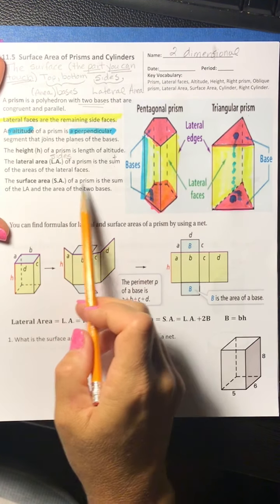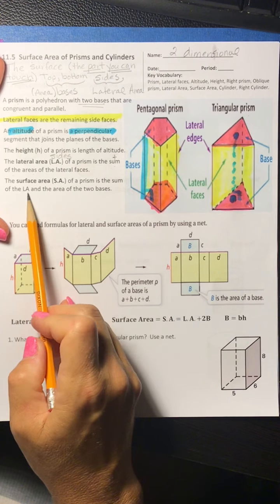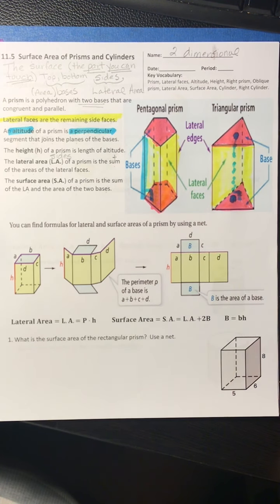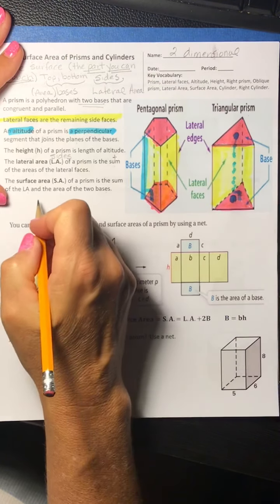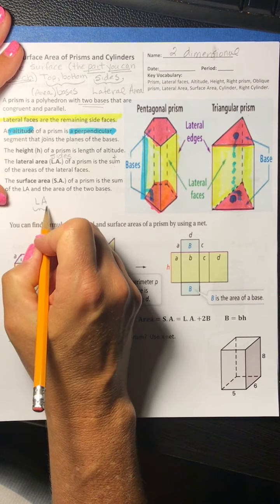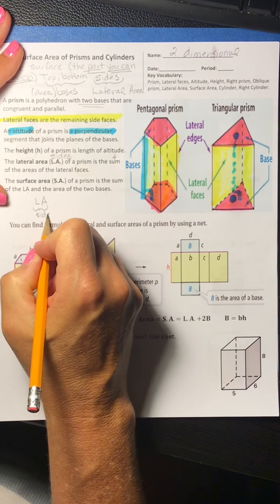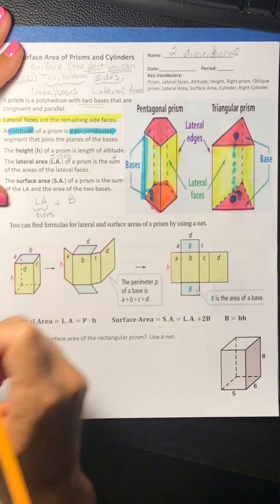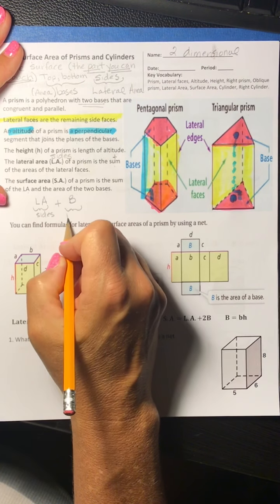The surface area is the sum of the lateral area and the area of the 2 bases. So when we put it all together, we're going to have 2 parts. We're always going to be talking about the lateral area, which is the sides, plus the big B, which is the base area.